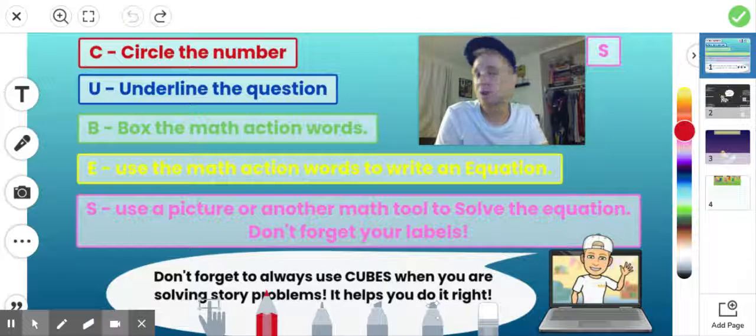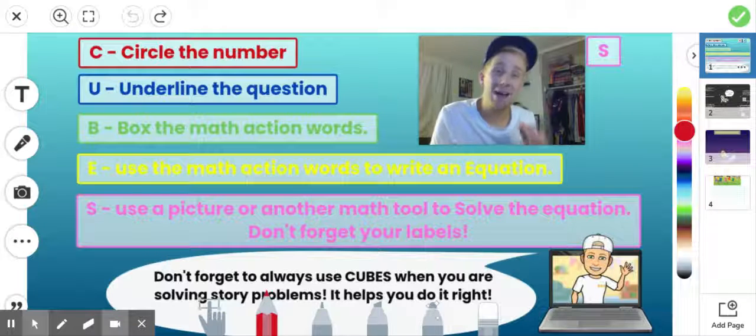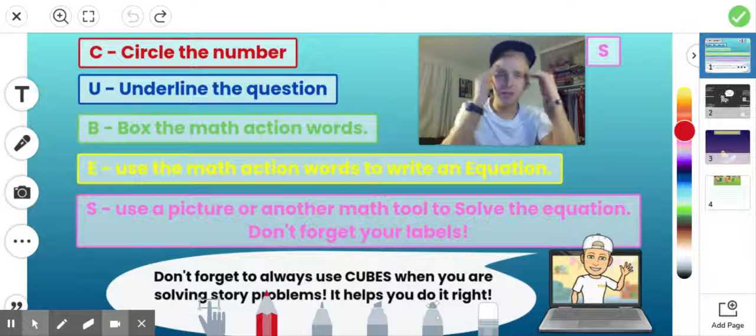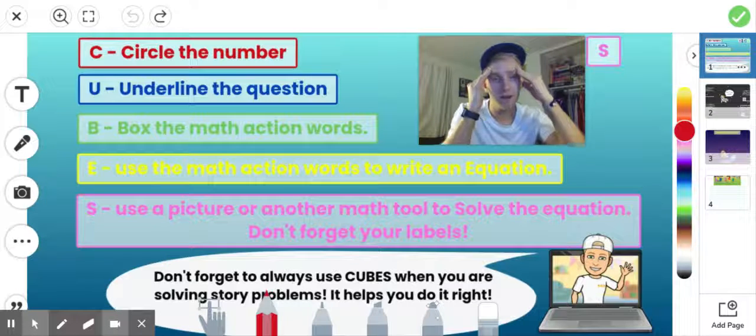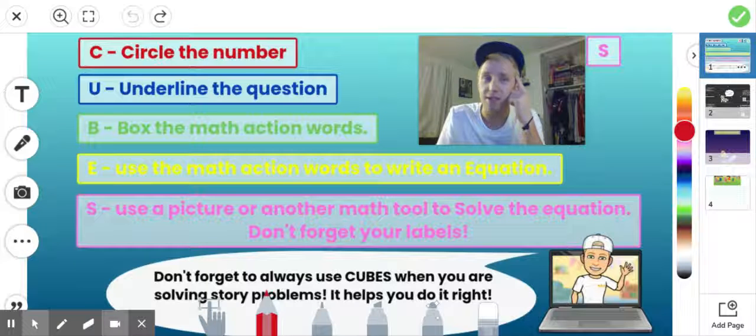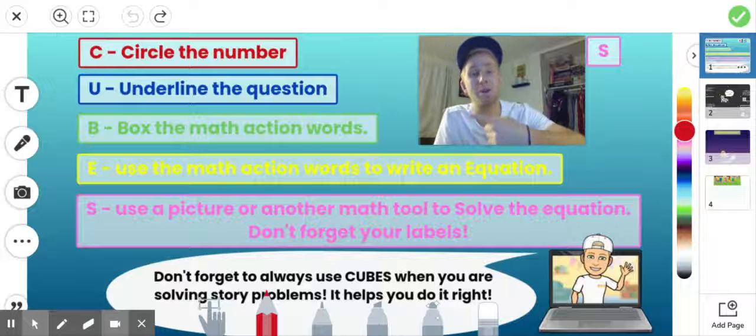If your math action words aren't standing out to you right away, take a look at that question. That might help guide you to find a math action word. When we find those math action words, we get the pictures in our brain. When we get the pictures in our brain, we know what we're doing. B, box those math action words. That's how we make that picture in our brain, just like I said. So B's that next step. We're going to look for those math action words. We're going to box them.